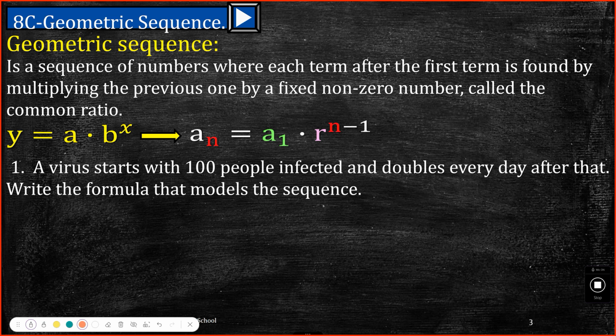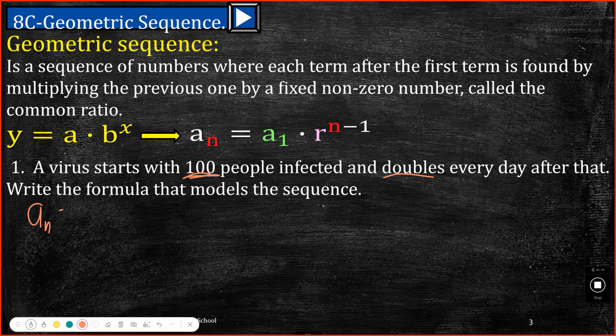3,200. Sixth day, 6,400. Seventh day, 1 week, 12,800 people. You see how, before you know it, that's how it's exponential. So a virus starts with 100 people, A1, and then it doubles every day. This is so easy. This is easier than what we did last week.